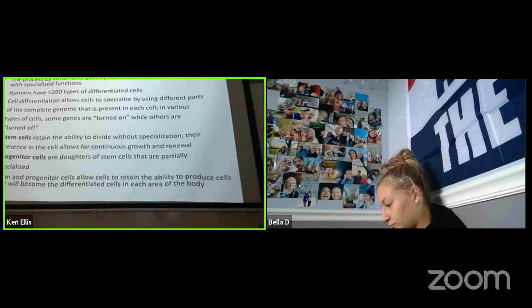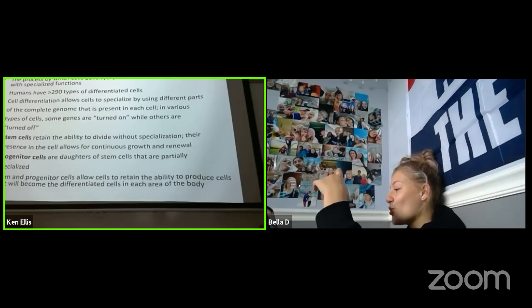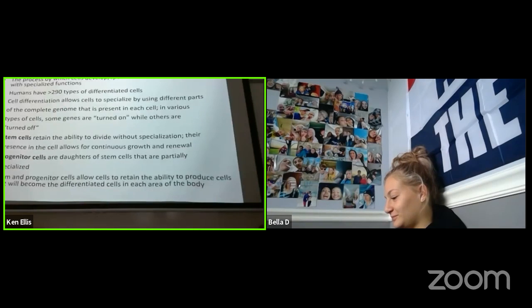Here's what we didn't talk about in biology. I'm assuming no one else did. I know I didn't. Does a brain cell look like a muscle cell? Or do you think they look the same? What'd you say, sir? Different. Yeah, they're different. They're different because they perform different functions.